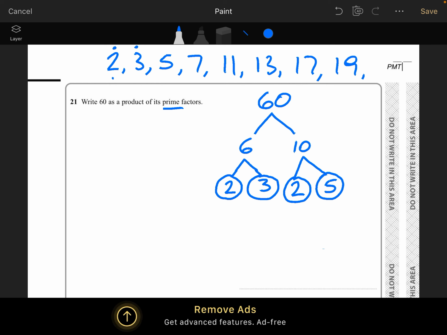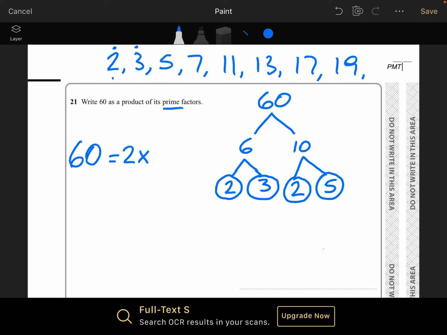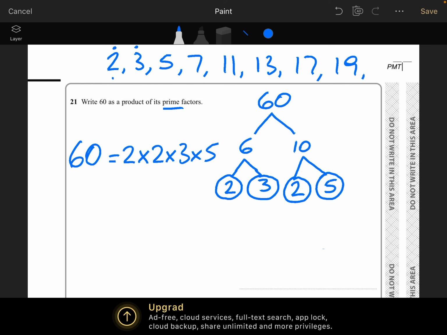Now, as a product of its prime factors, 60 equals all those numbers multiplied together. So 2 times 2 times 3 times 5. I've stuck mine in size order, but that's acceptable as it is.